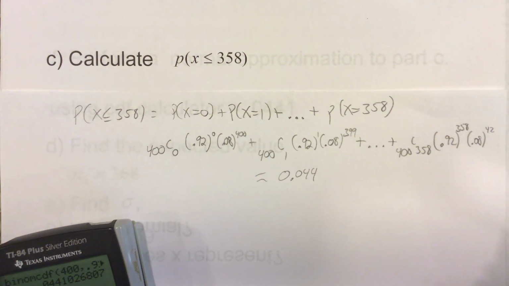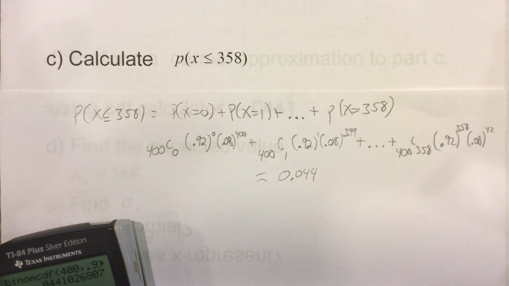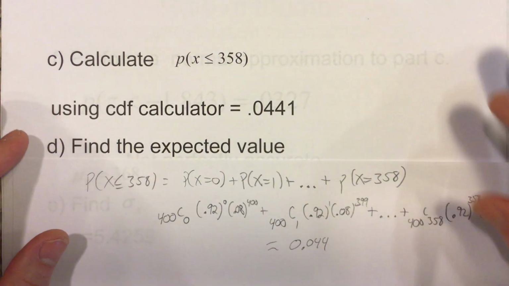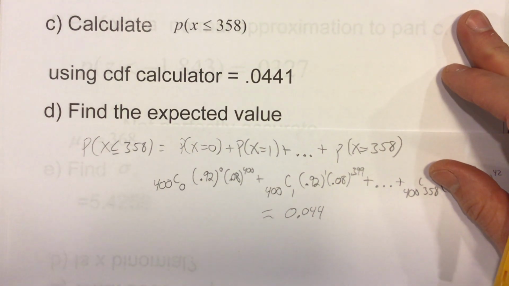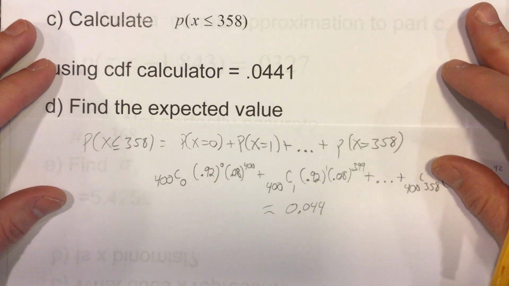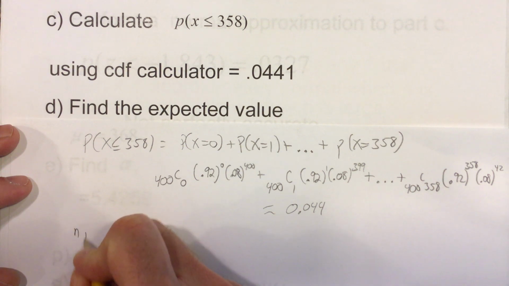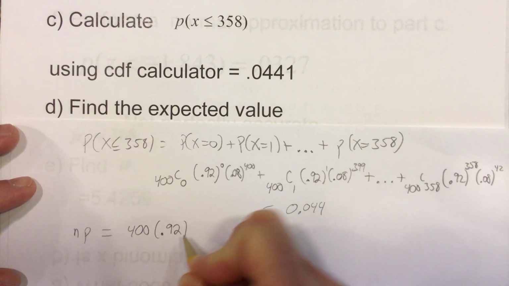Now, here's a question. How can I check that for accuracy, right? How do I know that's reasonable? I could do the whole thing by hand, but that would probably take an hour or something. That's no fun. So here's how we can check it for reasonableness. Let's find the expected value. How many would we expect to say yes? The expected value would be n times p, or in this case, 400 times 0.92.